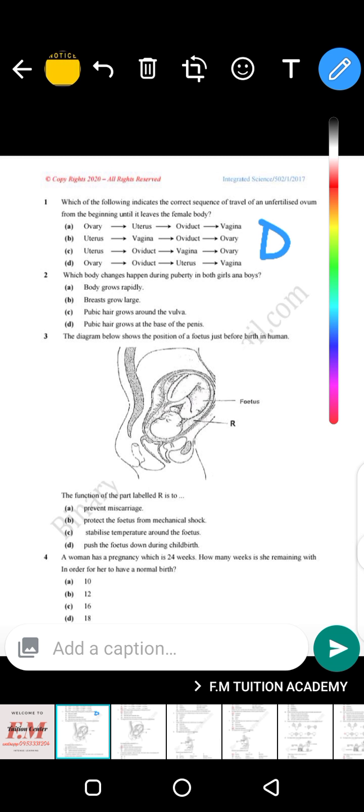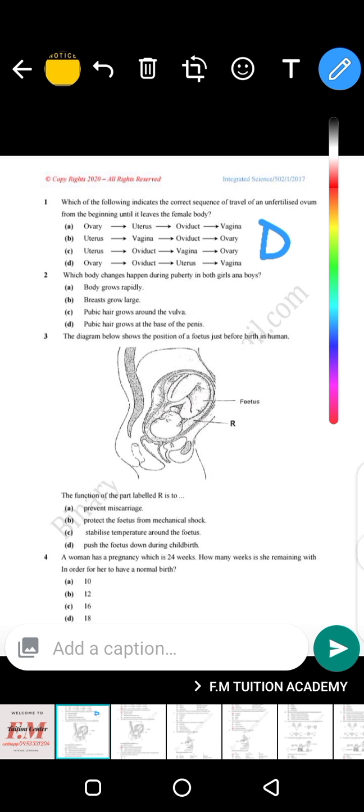Okay, question two. Which body change happens during puberty in both girls and boys? Puberty is when a boy and a girl reach maturity and notice changes in their body. For boys, their voice will deepen, they'll start developing muscles, and they'll start having pubic hair. It happens to both boys and girls, at the female reproductive system and also the male reproductive system. So which of these happens in both males and females?